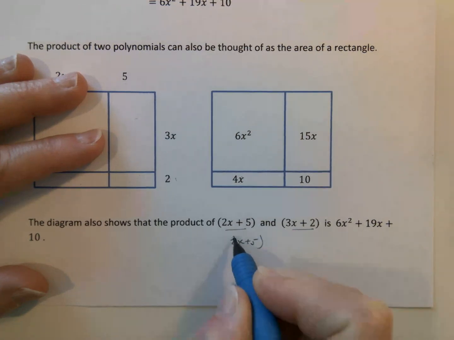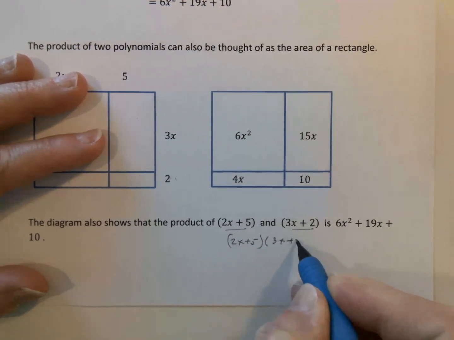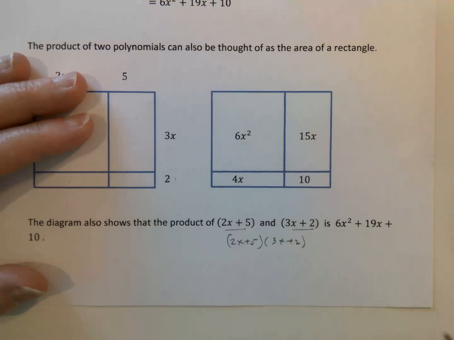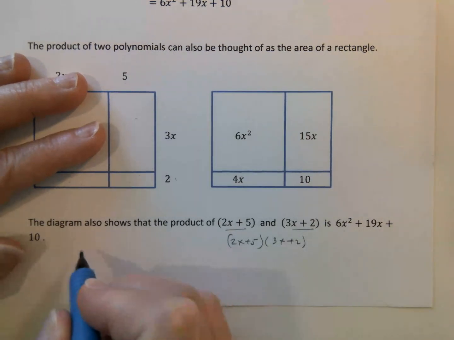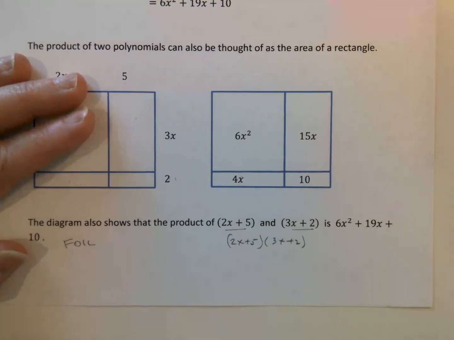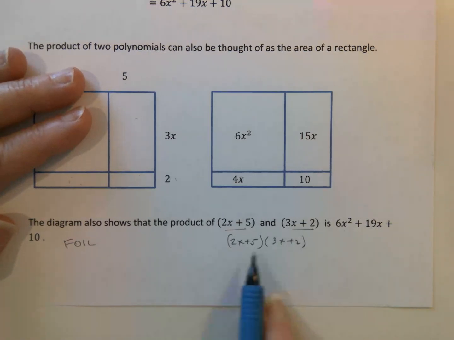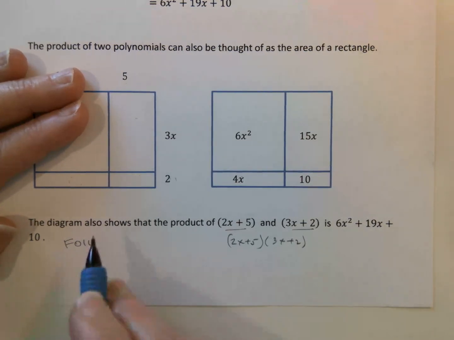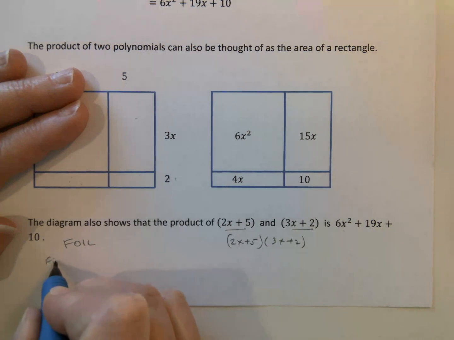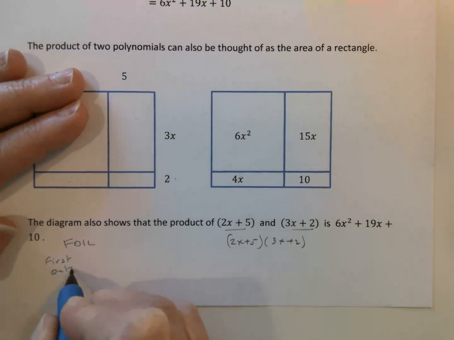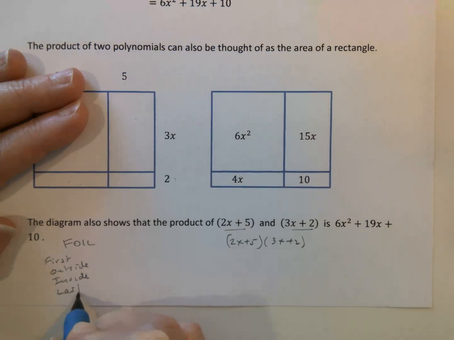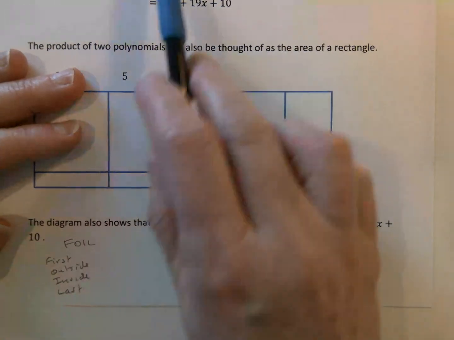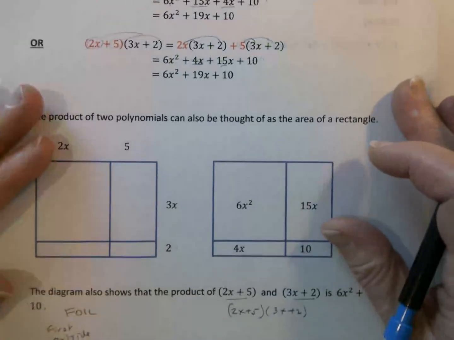2x plus 5 times 3x plus 2. Okay, just like PEMDAS or GEMDAS is a mnemonic to help us remember the order of operations, FOIL is a mnemonic to help us remember how we can multiply two binomials. And it stands for first, outside, inside, and last.